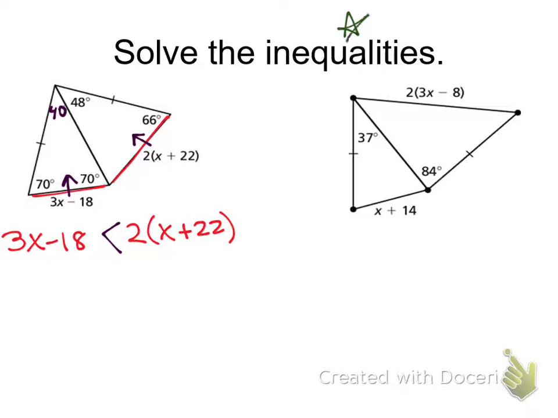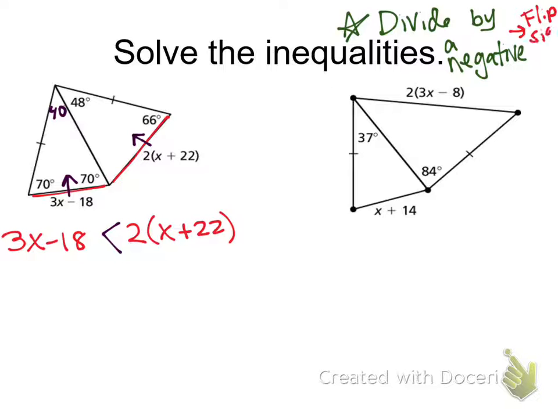I forgot to have you write this down. The only extra rule when you solve an inequality is when you divide by a negative. What do we do when we divide by a negative? You flip the sign. So less than would become greater than and vice versa. So that's the only extra rule. Otherwise, you solve it exactly the same.